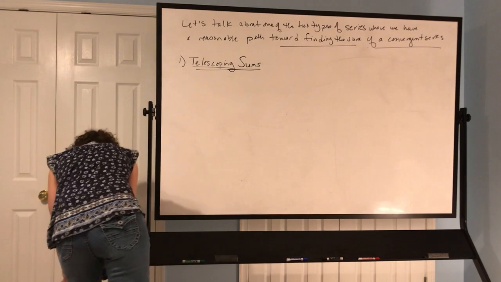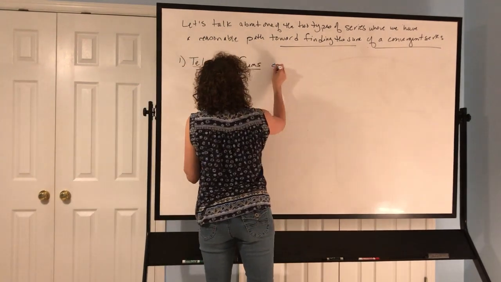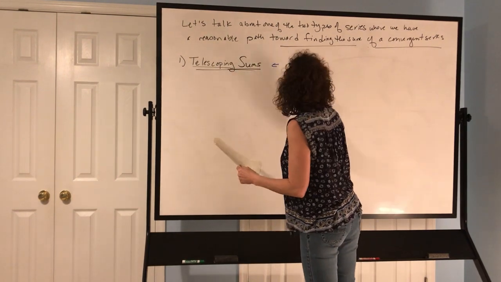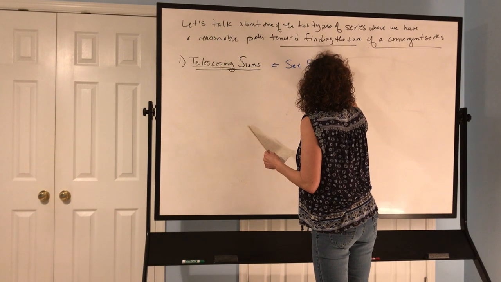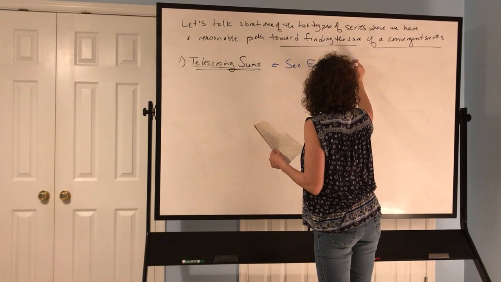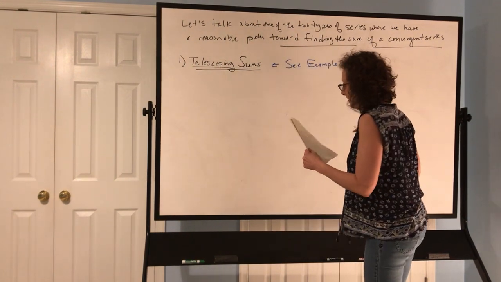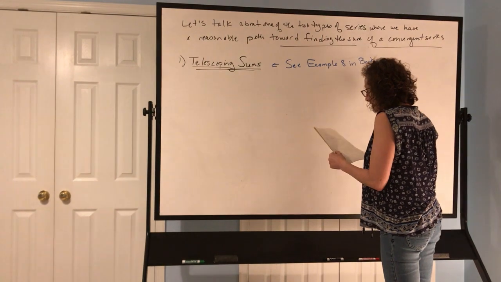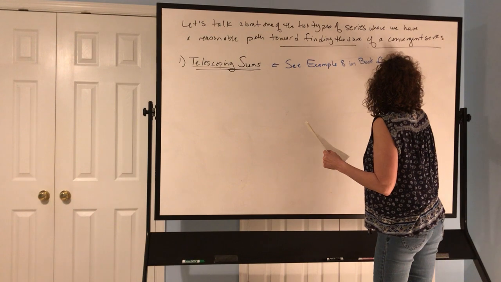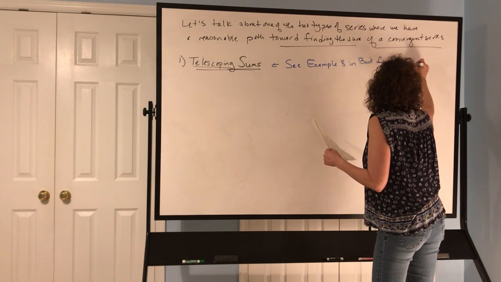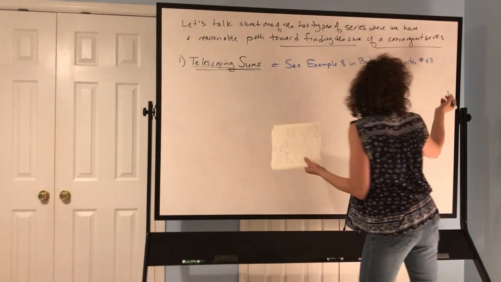Okay, so there's plenty of examples in your book as well, so make sure you read, right? I'm not going to repeat that because you have that there. See example 8 in your book as well for another telescoping sum example. That is going to help you do number 43, which is one of your homework problems, okay?